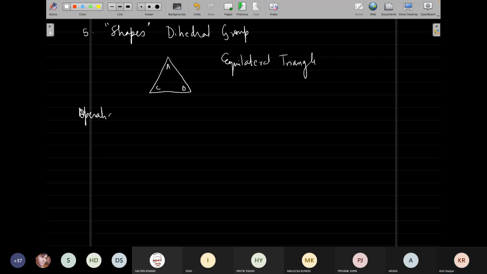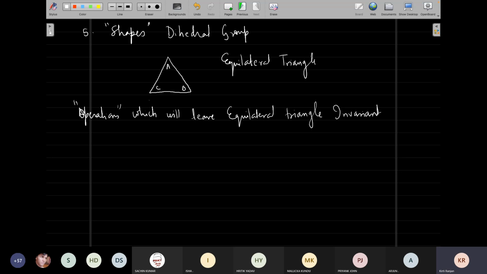So operations which will leave the equilateral triangle invariant. Invariant means that whatever you are seeing right now, the equilateral triangle will come back. Forget about these ABCs. This is for my reference only. The triangle will come back to its original shape.